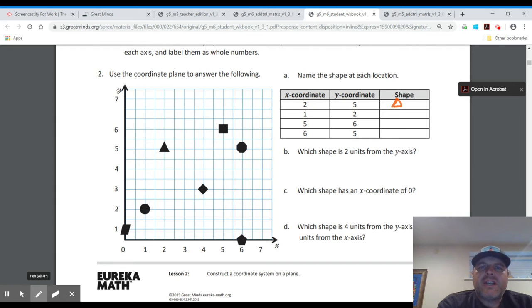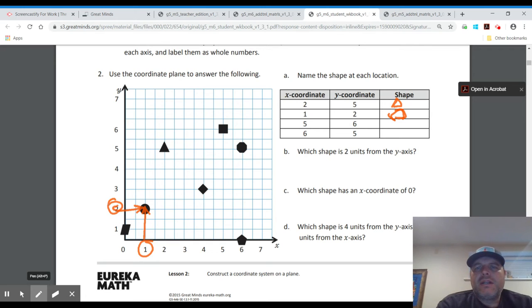Our next coordinate is at 1, 2. So here's 1. Down at the bottom, you do the x first, and you go up until you hit 2. So 2 would be the circle. I know what I did. I started reading the question letter B. And it goes from 2 and it goes there.